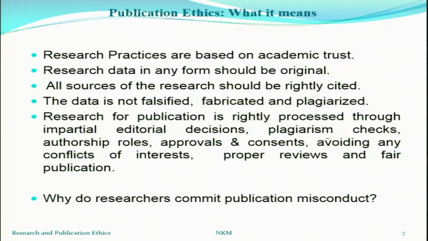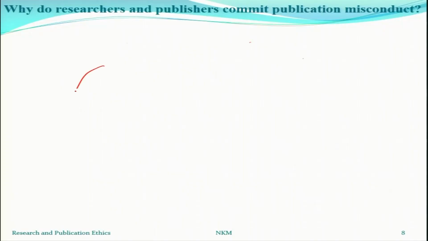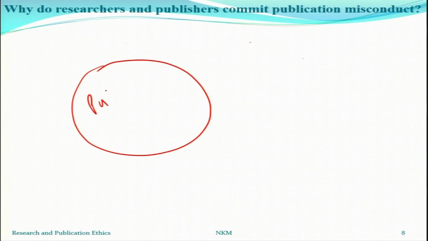So let's try to understand why researchers commit publication misconduct. That's a very important idea. Let me analyze this point. Why do researchers and publishers commit publication misconduct? Why don't they maintain research integrity, and why don't they respect intellectual honesty? It started with the rise of the culture we call publish or perish. Let's try to understand what this culture is all about.